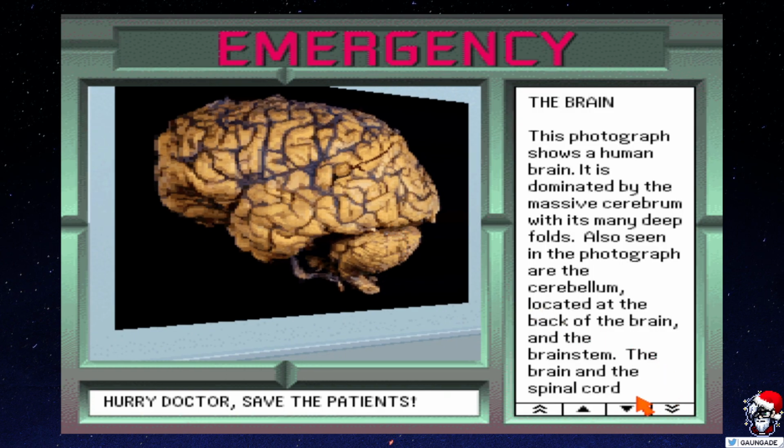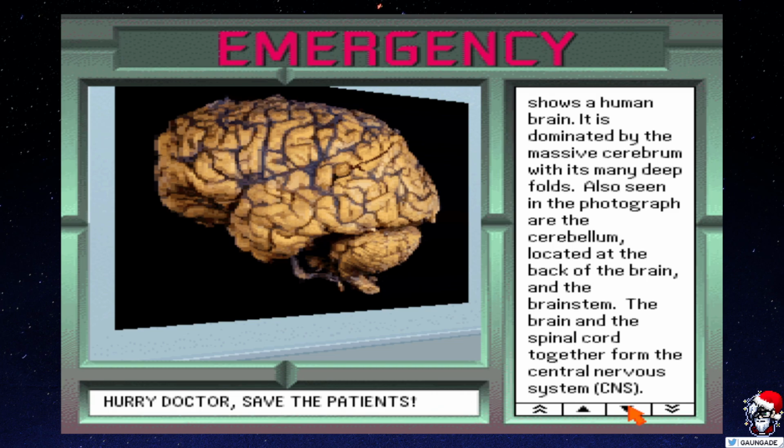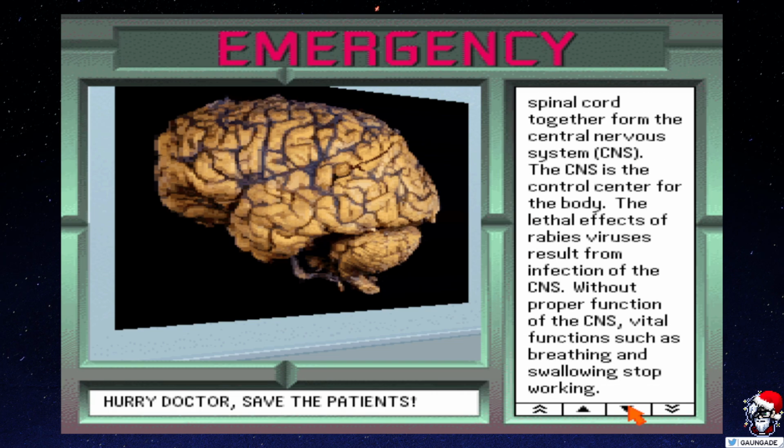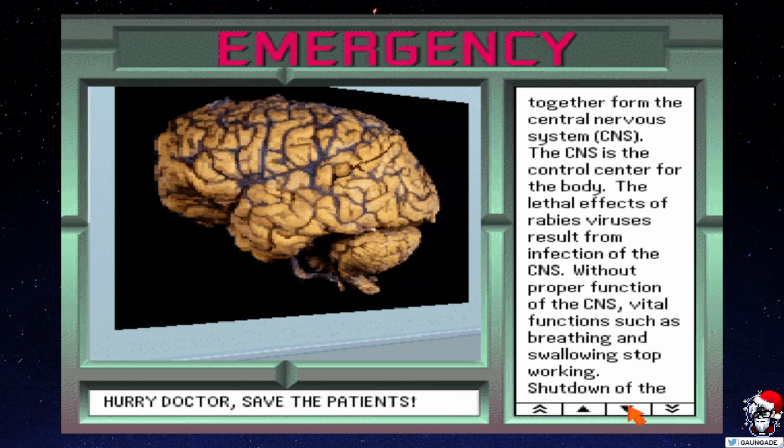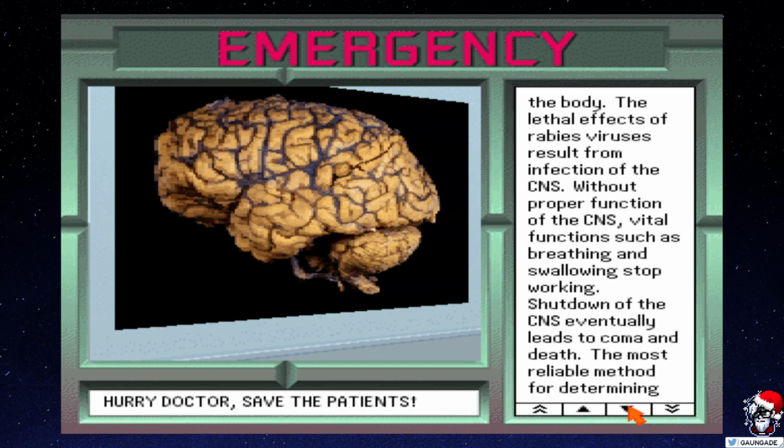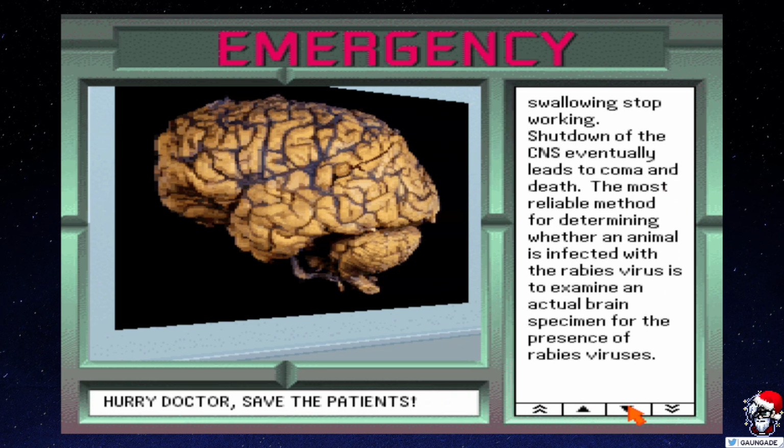The brain. This photograph shows a human brain. It is dominated by the massive cerebrum with its many deep folds. Also seen in the photograph are the cerebellum, located at the back of the brain, and the brain stem. The brain and the spinal cord together form the central nervous system, CNS. The CNS is the control center for the body. The lethal effects of rabies viruses result from infection of the CNS. Without proper function of the CNS, vital functions such as breathing and swallowing stop working. Shutdown of the CNS eventually leads to coma and death.